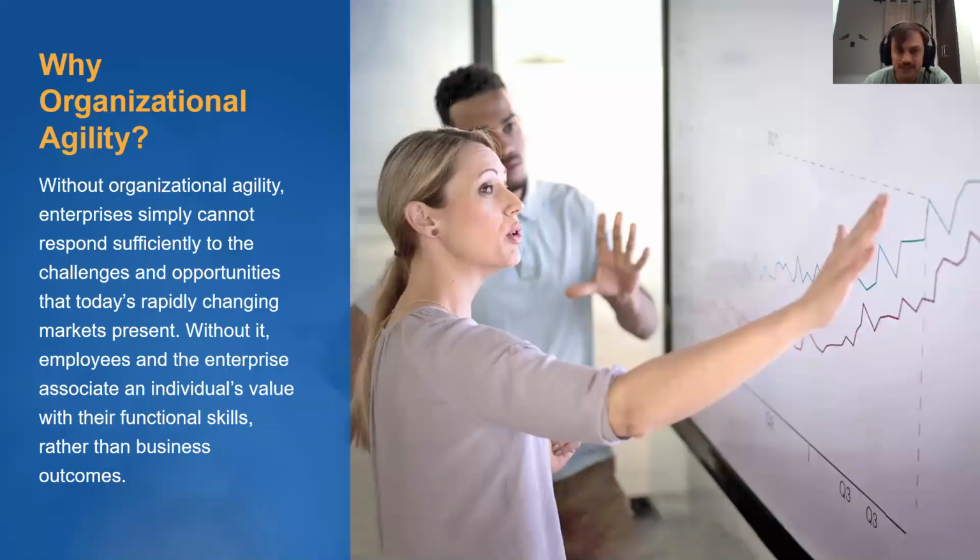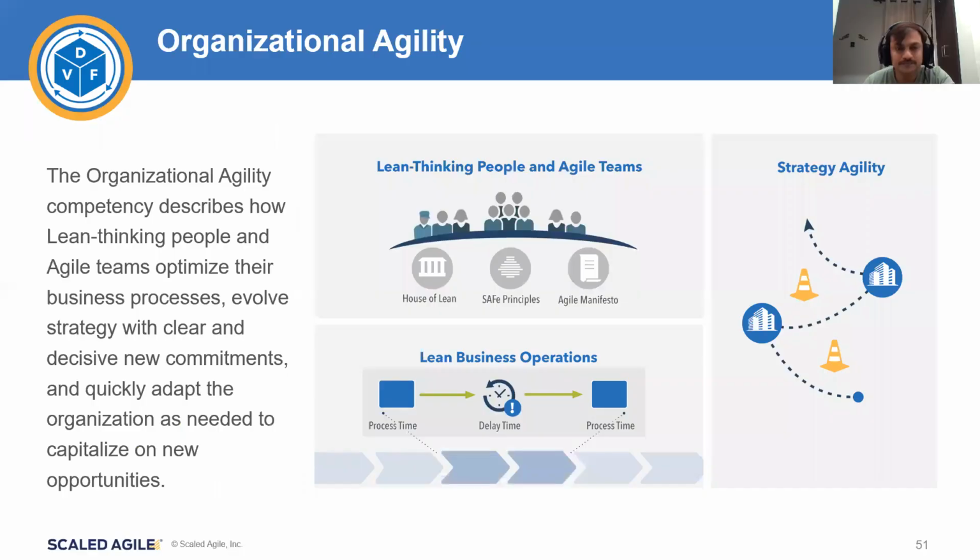Then organization agility. Now, the idea of organization agility is, how do we create lean thinking people and agile teams? So again, SAFe house of lean, SAFe principles, agile manifesto. It's very aligned with the leadership space. And how do we also achieve strategic agility and then have lean business operations?